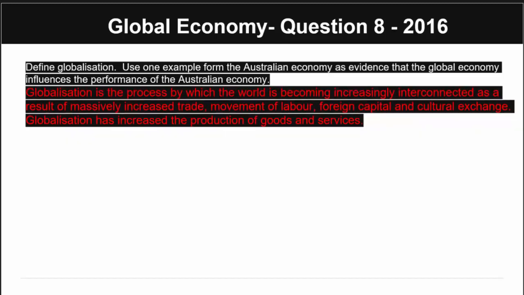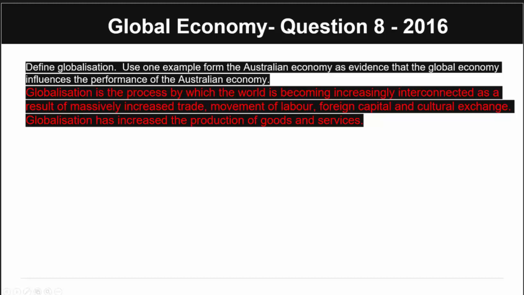Next question, globalisation. Using one example of the Australian economy as evidence that the global economy influences the performance of the Australian economy. There's lots and lots of things that you can say. First of all, you need to have some definition of globalisation. So we've got increased interconnection via lots of extra trade, but importantly also there's lots of movement of labour. Australia relies on a lot of foreign capital, and we have lots of cultural change as well.